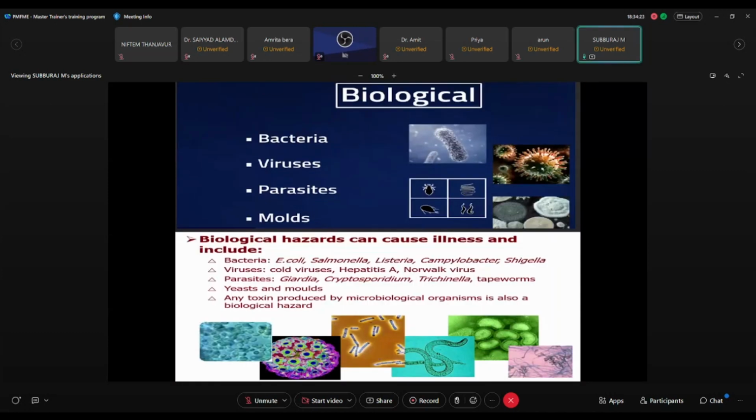Let us elaborate a little bit. What are the biological hazards? Bacteria, viruses, yeast, mold, and parasites. Among bacteria there are E. coli, Salmonella, Listeria, Campylobacter, and Shigella. These are the common bacteria we find in food. Among viruses, there are cold virus, hepatitis A, and Norovirus. These are commonly found. Parasites include Giardia, Cryptosporidium, Trichinella, and tapeworms, along with yeast and mold growth.